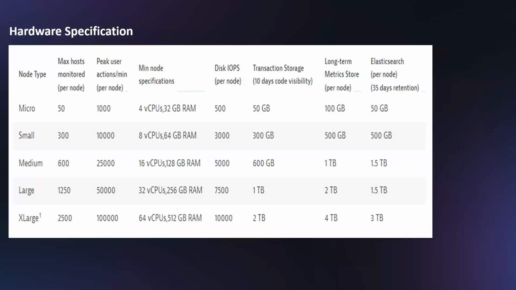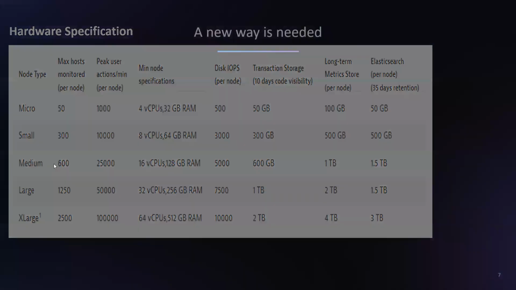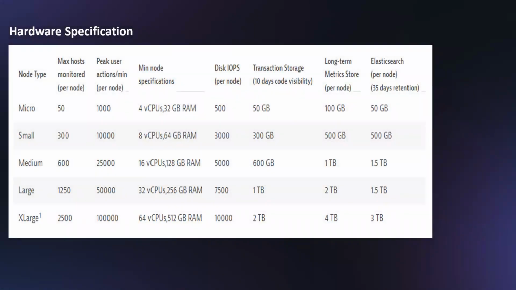If you have 300 agents, then the VM requires 8 virtual CPUs, 64 GB of RAM, and 3000 disk IOPS per node. Then transaction storage is required for 10 days of code visibility, 300 GB, and 500 GB for long-term metric storage. Then Elasticsearch per node is required. Now if you have 600 agents, then you require 16 virtual CPUs, 128 GB of RAM, and this much disk space, 600 GB, and so on.